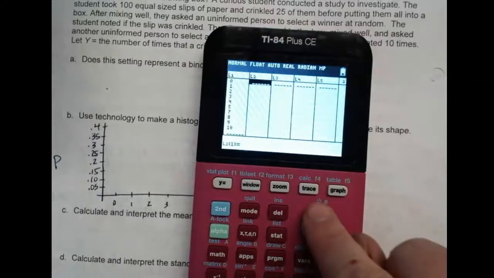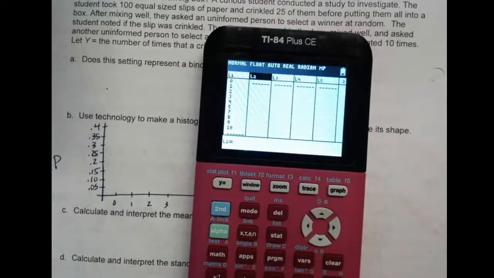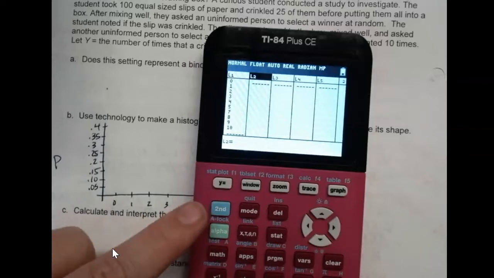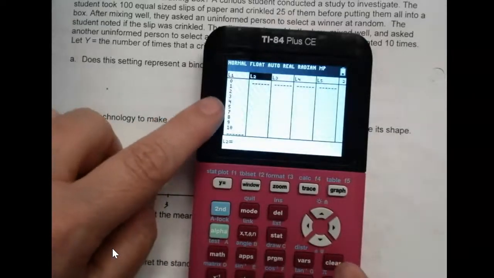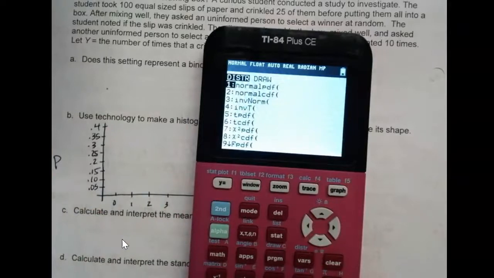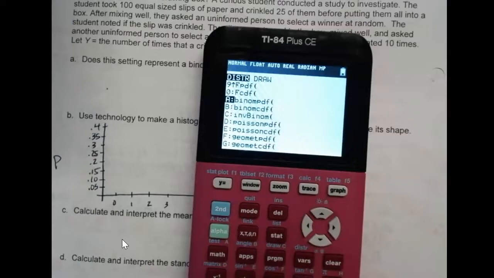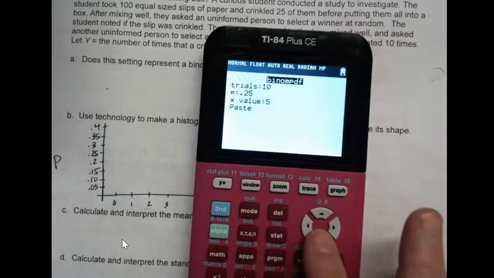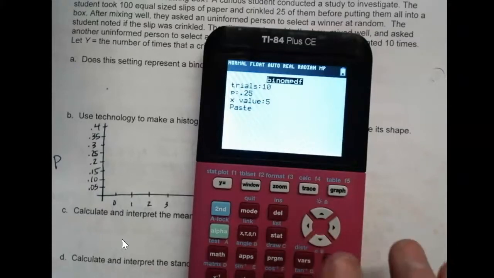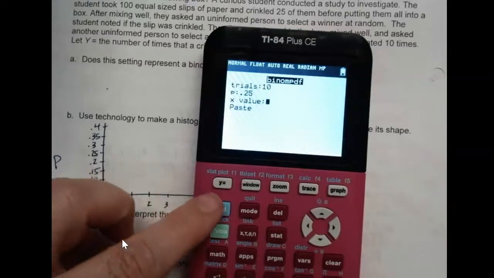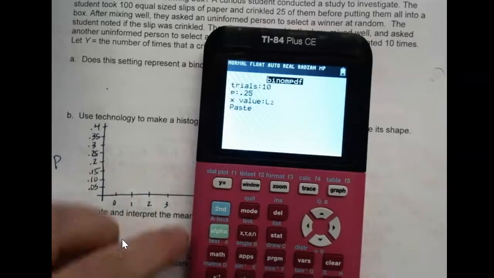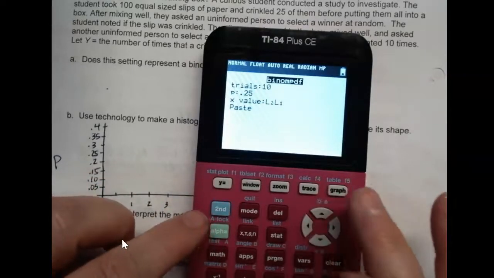Okay. I'm going to highlight L2. And we're going to do a PDF because we're going to use these particular numbers. I'm going to go into my distribution, and I'm going to pick a binomial PDF. I'm going to have 10 papers that are drawn. The probability of drawing each of these papers is 0.25. And for the X values that I want plugged in, they're actually in list 1, sorry.